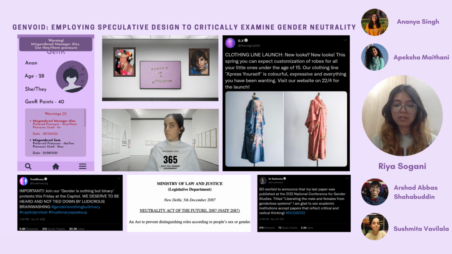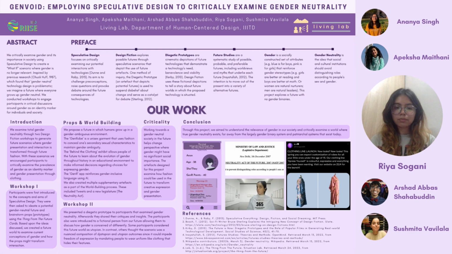Further, the supplementary artifacts that we've created to further help with our world-building process consist of tweets by the people of the future, and also a new legislature called the Gender Neutrality Act, which mandates the use of future objects to make a more gender-neutral society. With the help of these props, we were able to create a diegetic prototype of our proposed gender-neutral world, which we then presented to the participants in our second workshop.